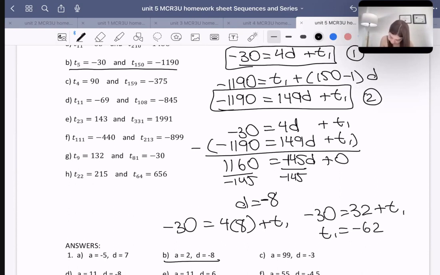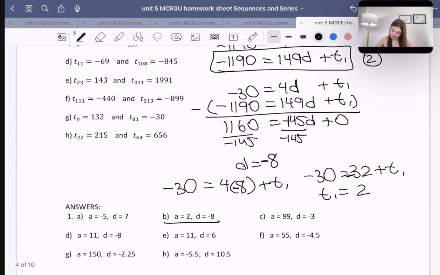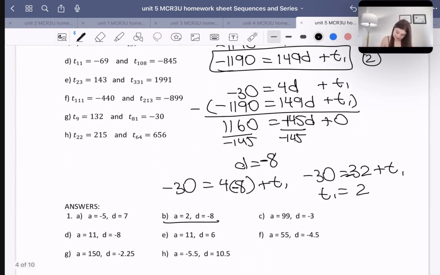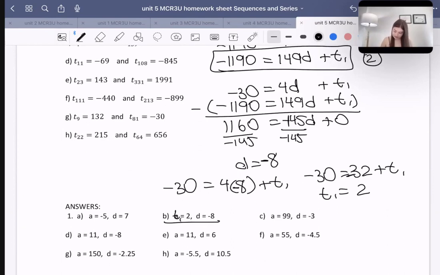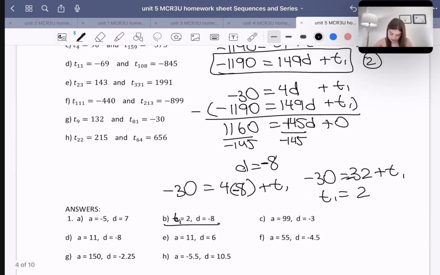Okay, my apologies. I divided 1,160 by negative 145. I said positive 8. It should have been negative 8, which makes complete sense here as well. Then we're going to get 2 here for T1. Okay, mystery solved. So T1 is supposed to be 2, or A, same thing. And so we're good to go there. All right, so that's the first two solutions there.